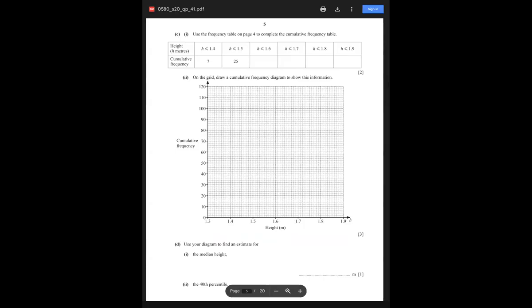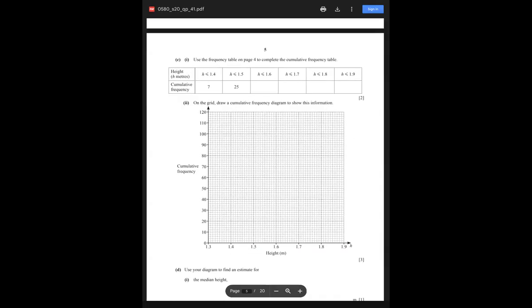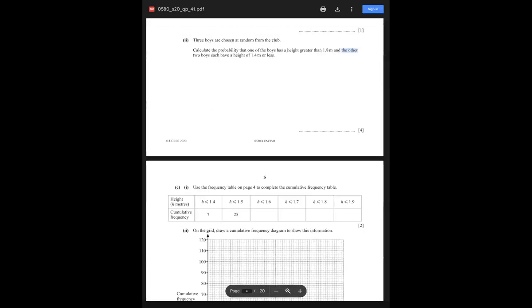I need to scroll up and down a bit. Okay, to calculate the frequency, cumulative frequency. Okay, this is what we do.